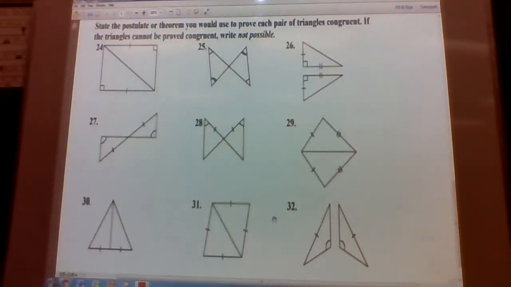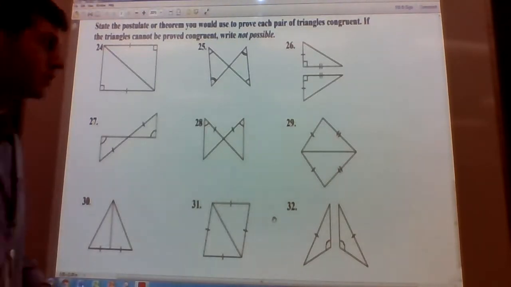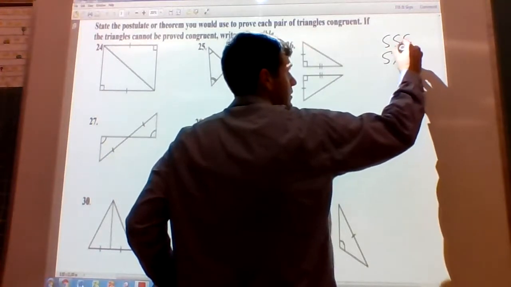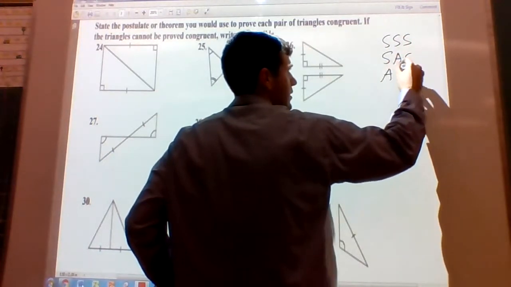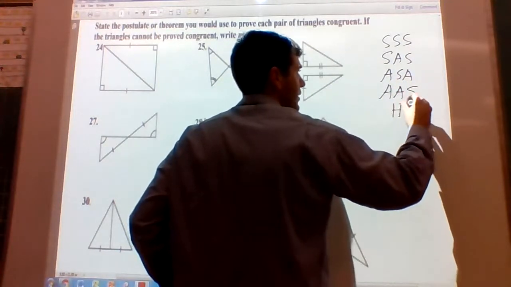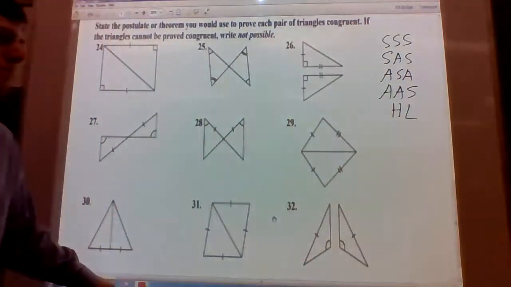All right, here's the last 9. State the postulate or theorem you would use to prove each pair of triangles congruent. If the triangles cannot be proved congruent, write not possible. So our possibilities are side-side-side, side-angle-side, angle-side-angle, angle-angle-side, and hypotenuse-leg.